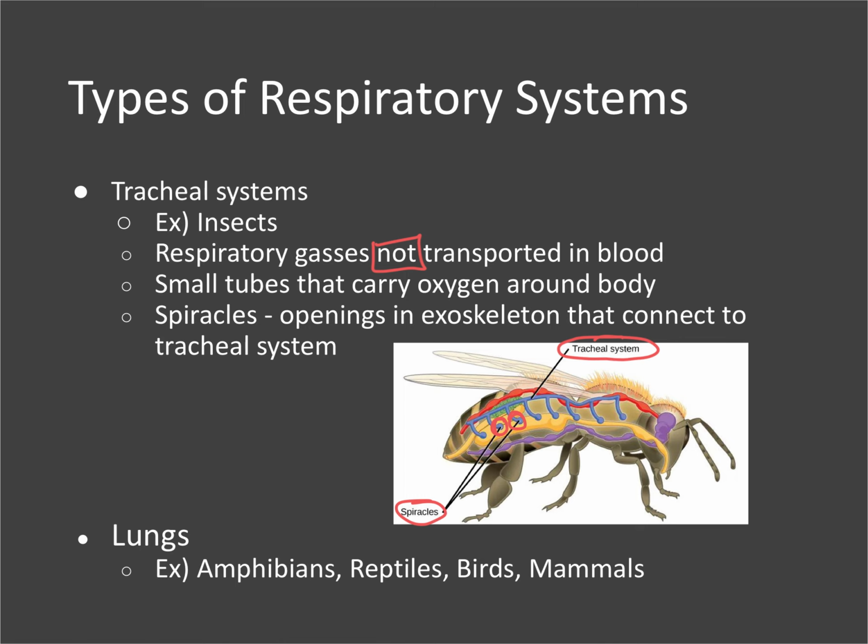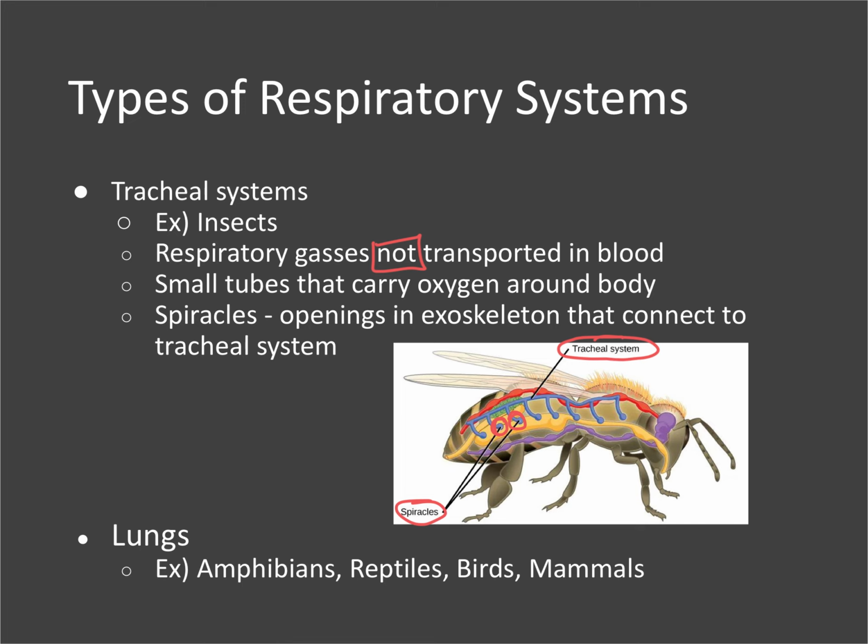A lot of insecticides, like if you get a spray to kill wasps or spiders or something like that, a lot of those insecticides actually work to block the spiracles. And so you essentially are cutting off gas exchange so that the organism can't survive.